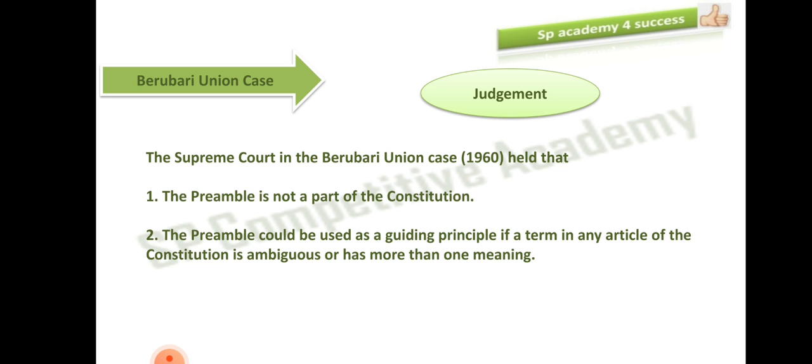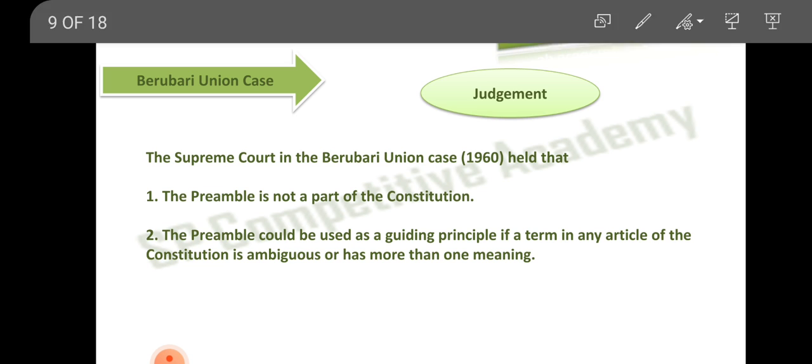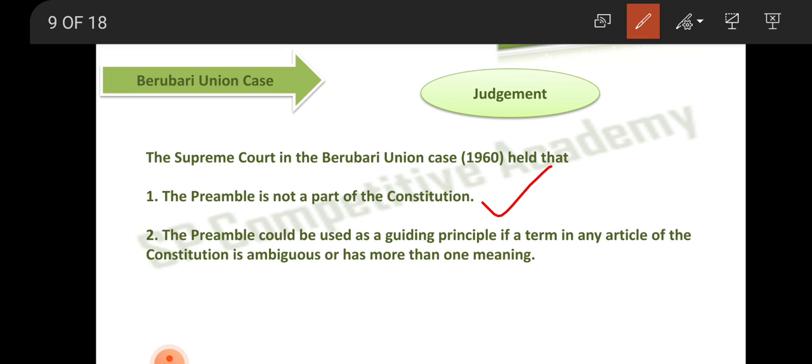Now moving on to the judgment. What was the judgment related to the Beruberi case? I am going to the final judgment. The Supreme Court in the Beruberi case held, as the first point, that the preamble is not a part of the Constitution. Because of this, the preamble has no substantive purpose. It does not have any substantive powers because it is not a part of the Constitution. This was the first judgment given by the Supreme Court.